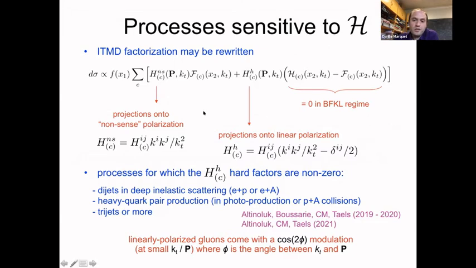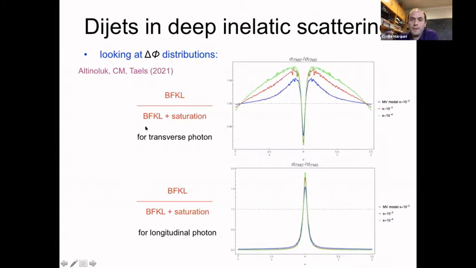This is something we started to study, for instance. This is for dijets in deep inelastic scattering. The top plot is for a transversely polarized incoming photon, and the bottom plot is for a longitudinally polarized incoming photon. And this is a delta phi distribution of the dijets.